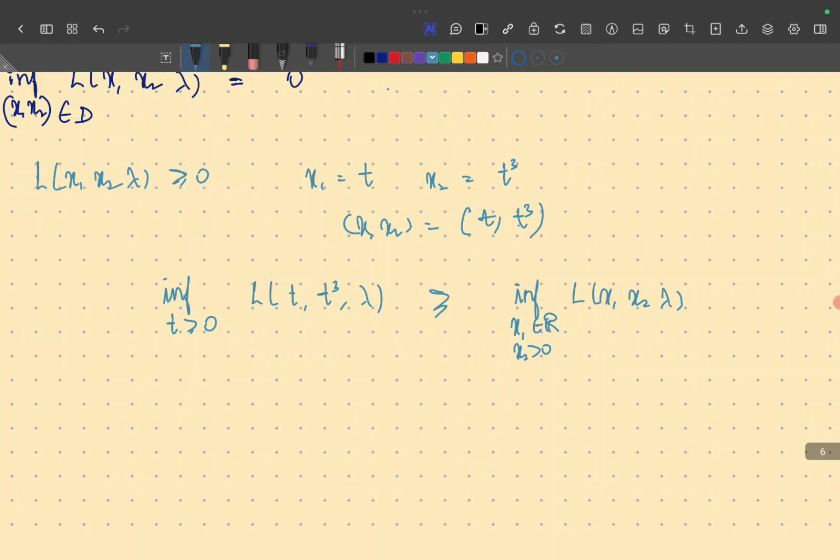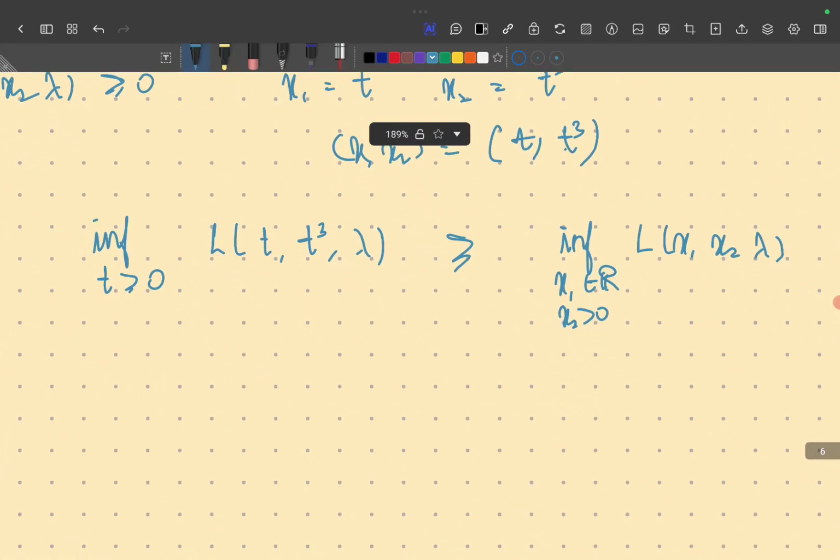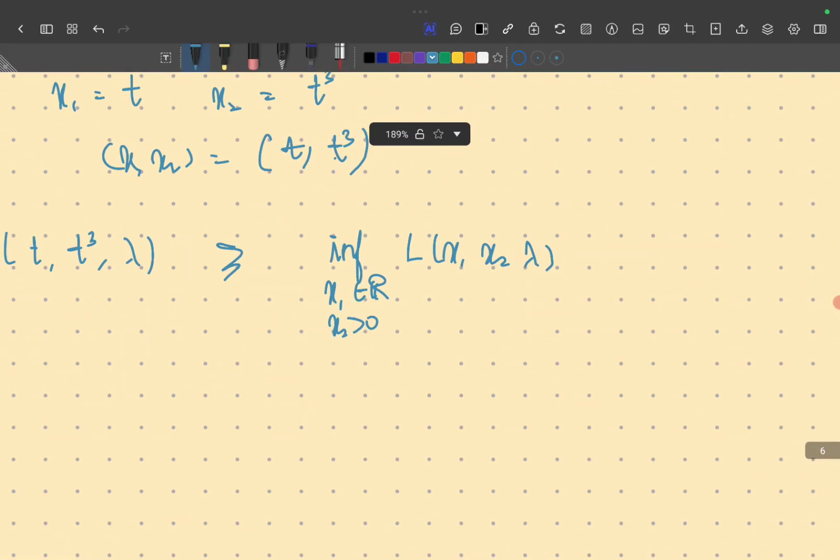All right, because on the left hand side I'm minimizing over a smaller set of x1, x2. On the right hand side I'm minimizing over the entire domain. All right. So if there's some value, I know that this quantity is greater than or equal to 0.